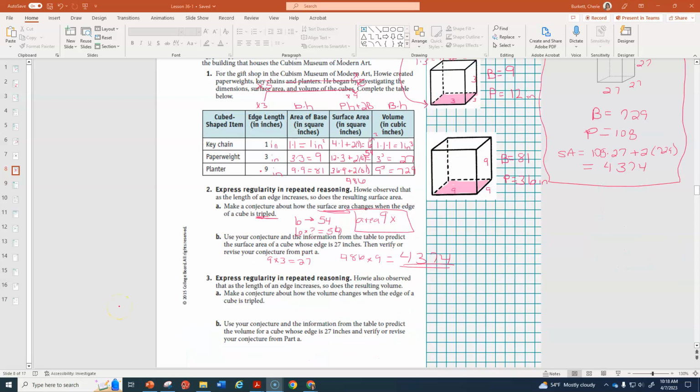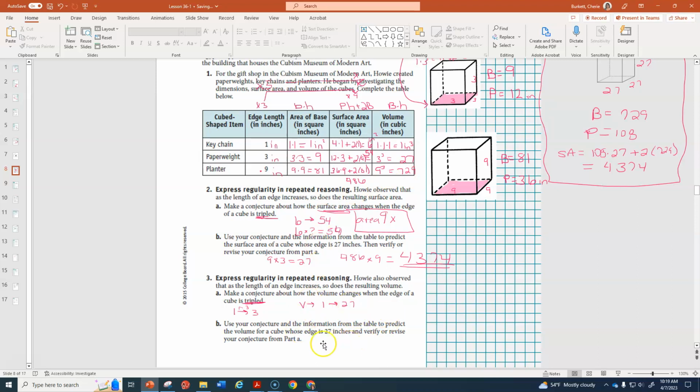So they want us to go ahead and make a conjecture about the volume of the cube, the volume, okay? And we tripled the edge, and the volume changed from the first one right here, the volume was 1, and then the volume was 27. So by making the edge go from 1 to 3, that's 1 times 3, what did we do right here? It became 27 times bigger.